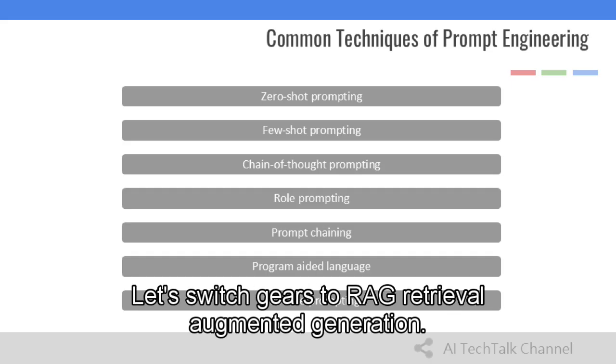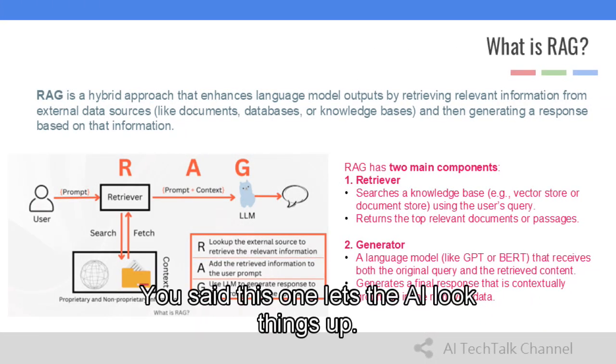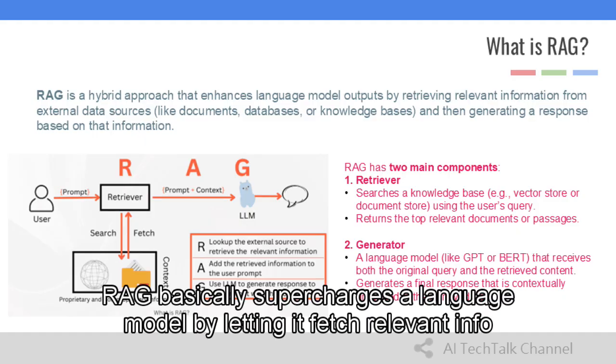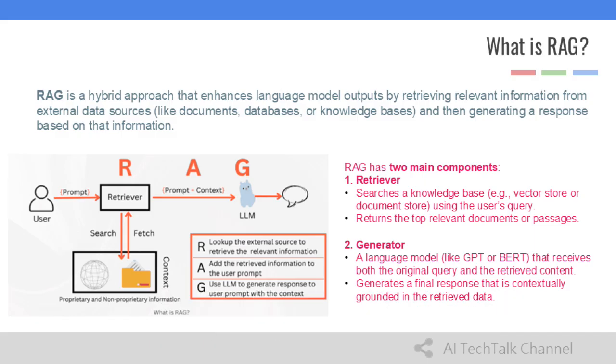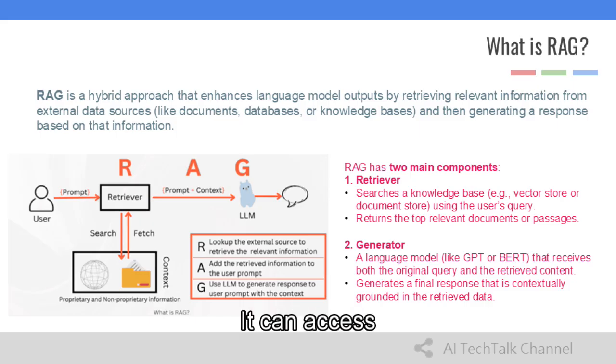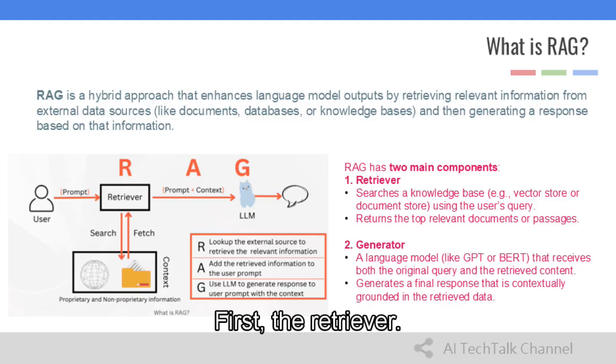Let's switch gears to RAG, Retrieval-Augmented Generation. You said this one lets the AI look things up. How does that work? Precisely. RAG basically supercharges a language model by letting it fetch relevant info from outside in real time. So it's not just stuck with the knowledge it was trained on, which can get outdated. It can access much more current information. And how does it do that? What are the components? Two main parts. First, the retriever.